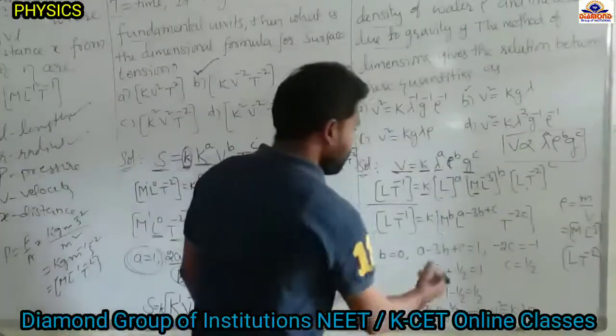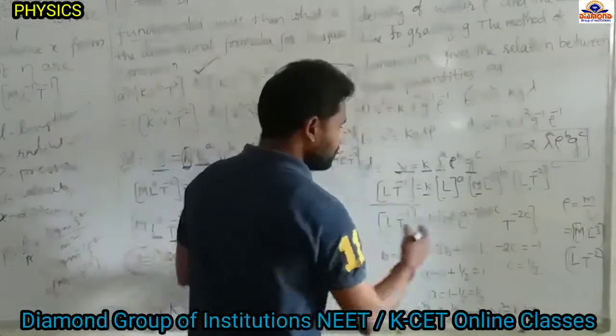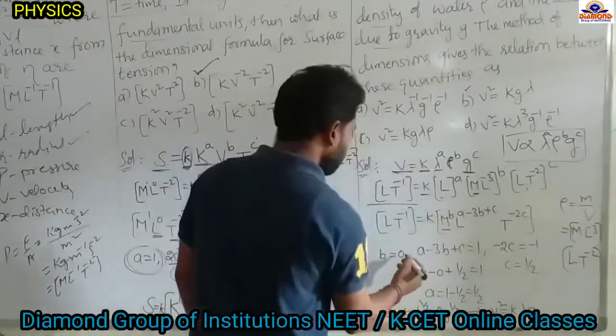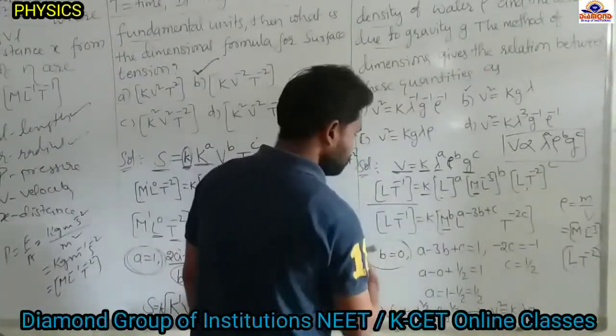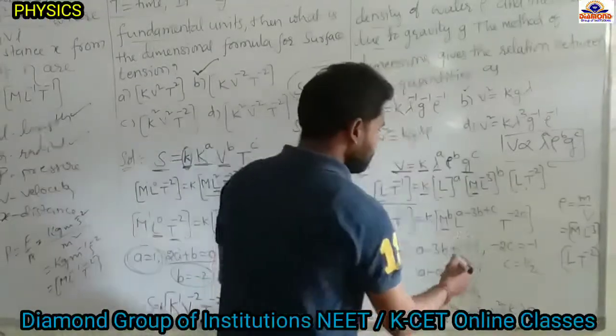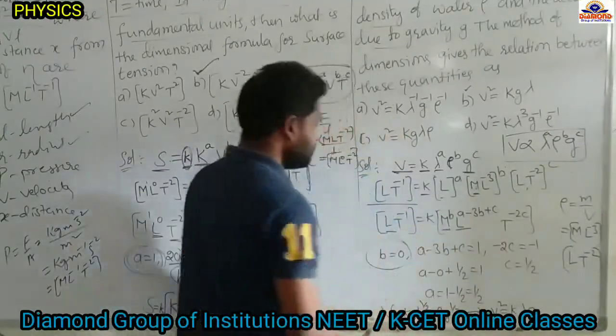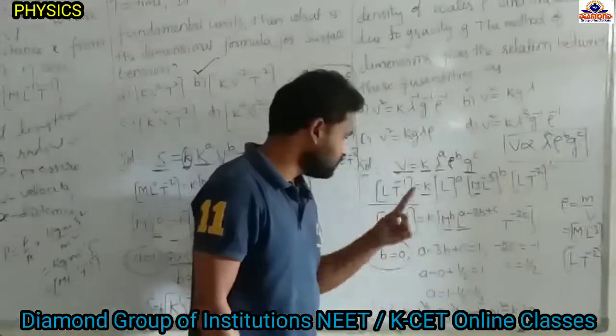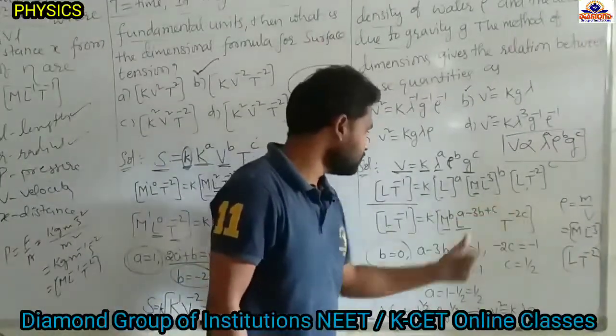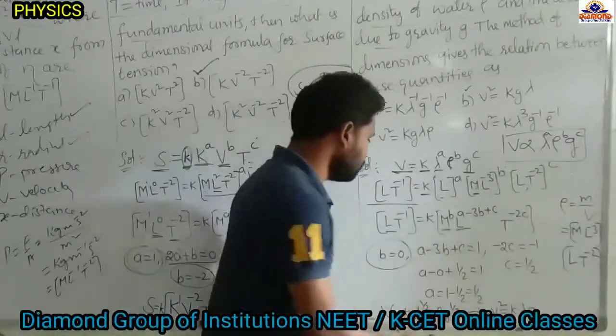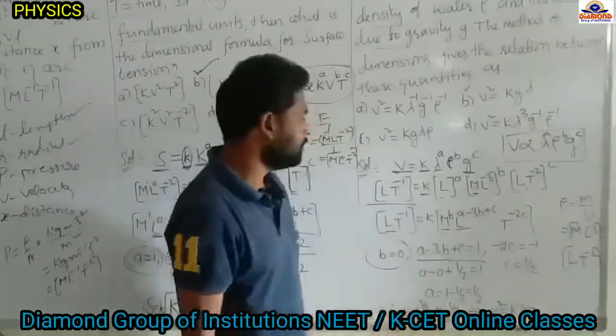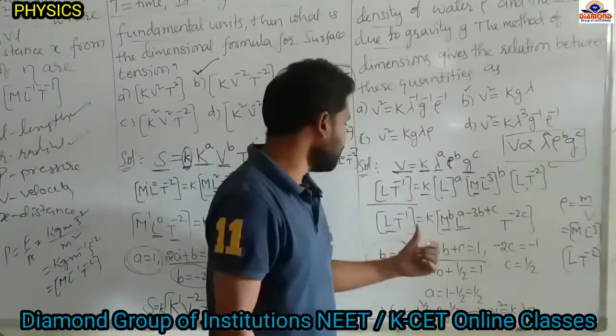Okay, so mass only: on the left side we don't have mass, on the right side we have the mass, power b, so b equal to 0. Now compare the powers of the length. Left side power of the length is 1, and right side a minus 3b plus c. Equate it: a minus 3b plus c equal to 1, this equation. Okay, just keep it.